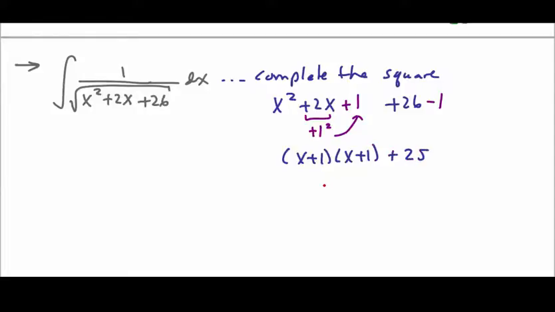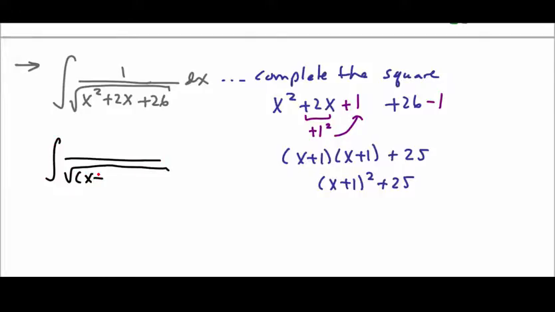26 minus 1 is 25. So this is (x plus 1) quantity squared plus 25. Now this is the sum of perfect squares, so this is ready to go. As soon as I get it into this form, nothing has really changed here. Same process I always go through.